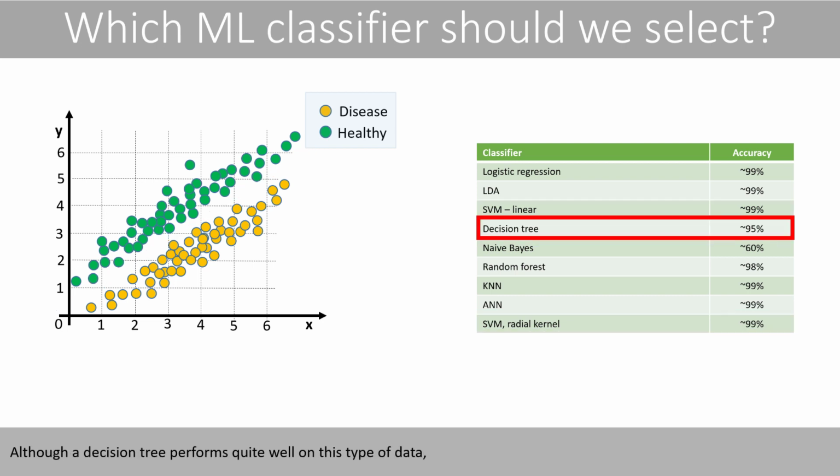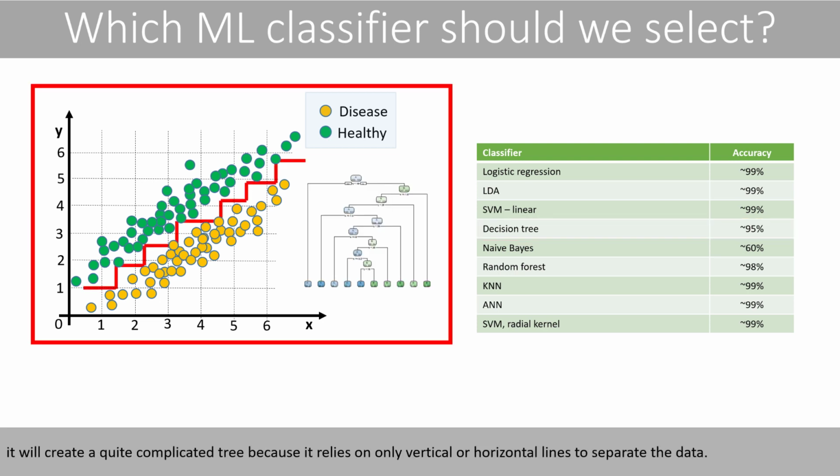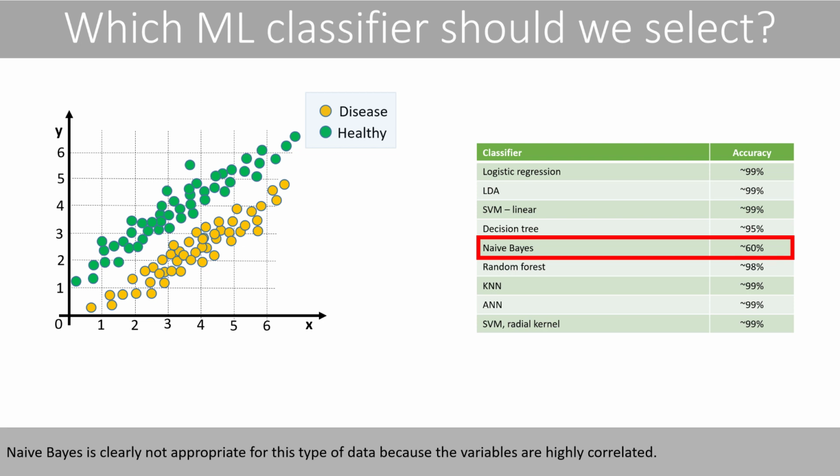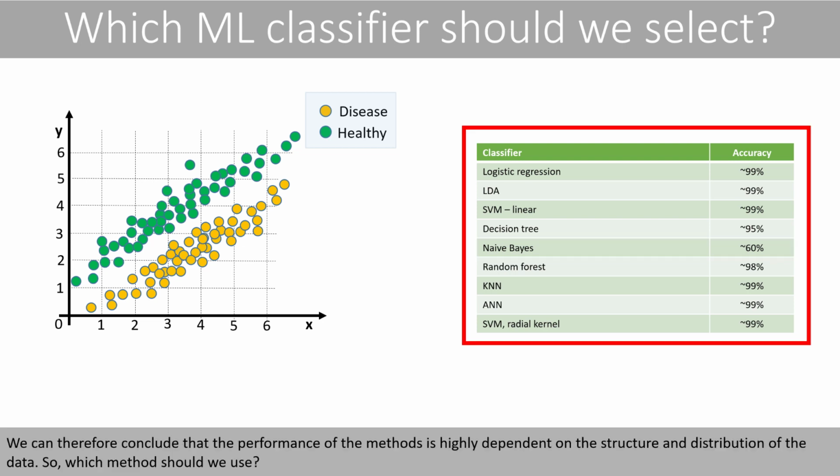Although a decision tree performs quite well on this type of data, it will create a quite complicated tree because it relies on only vertical or horizontal lines to separate the data. Naive Bayes is clearly not appropriate for this type of data because the variables are highly correlated. We can therefore conclude that the performance of the methods is highly dependent on the structure and distribution of the data. So, which method should we use?